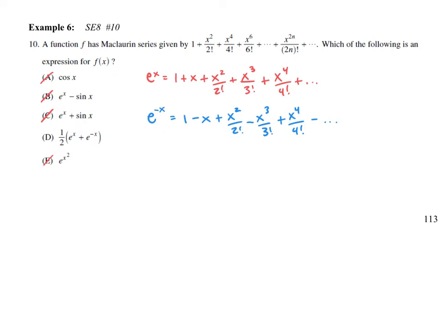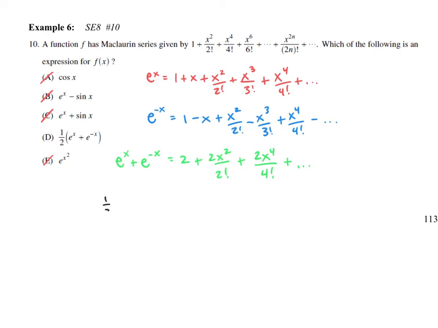Now I will add these two up. So I have e to the x plus e to the negative x, which gives me, if I'm looking at each of these values, 1 plus 1, which is 2. I have x minus x, which is 0. I have x squared divided by 2 factorial plus x squared over 2 factorial, which I'm going to write as 2x squared over 2 factorial. My next term would be x cubed over 3 factorial minus x cubed over 3 factorial. Those would cancel. I'm left with 2x to the fourth divided by 4 factorial, and this pattern would continue.